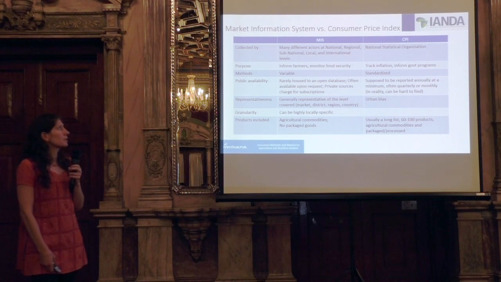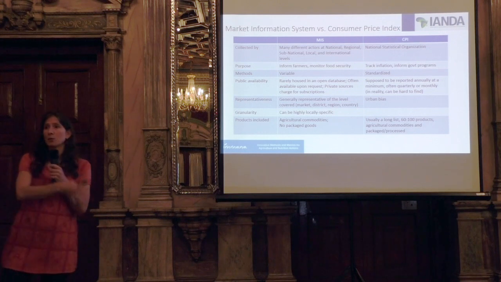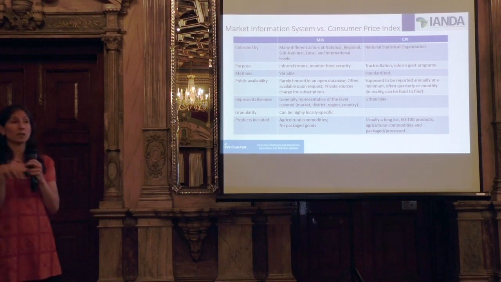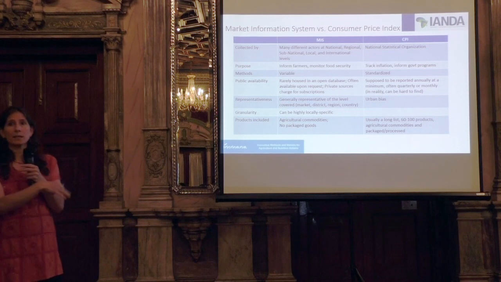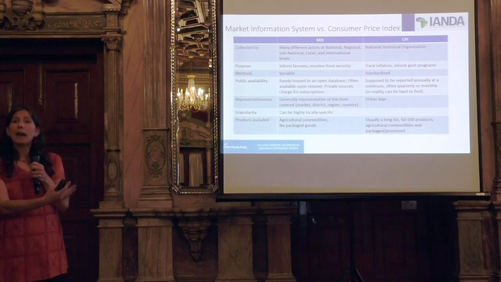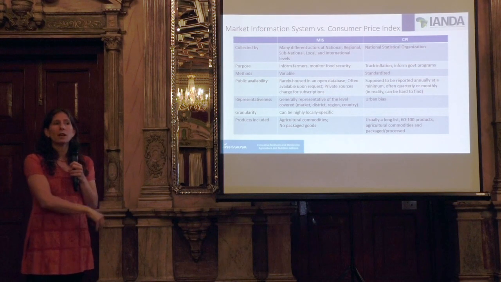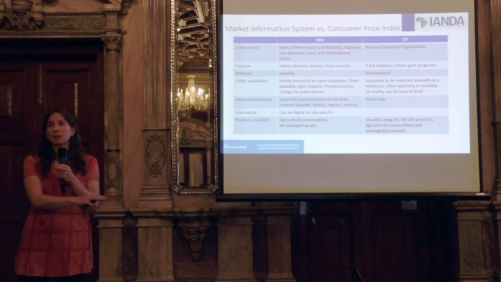The market information system is generally representative of the level that's covered, whether it's an individual market, a district, a region, or a country composed of all of these districts. The CPI has an urban bias, and this is an important difference between the two. When we're talking about interpretation and use of indicators that come from either kind of data, on the ag side you can get very granular. You can get district level representative prices, but you cannot do that from the consumer price index.